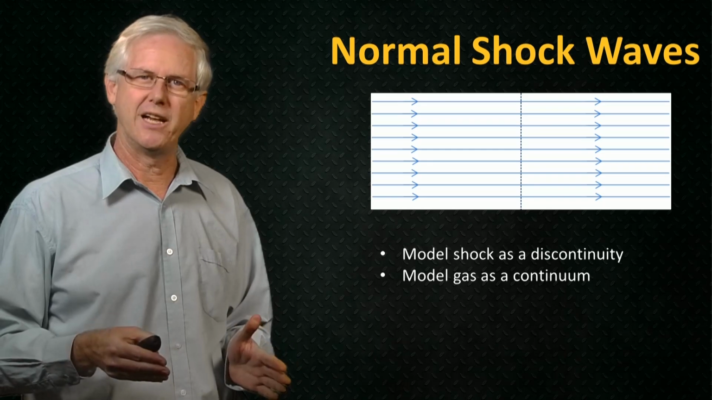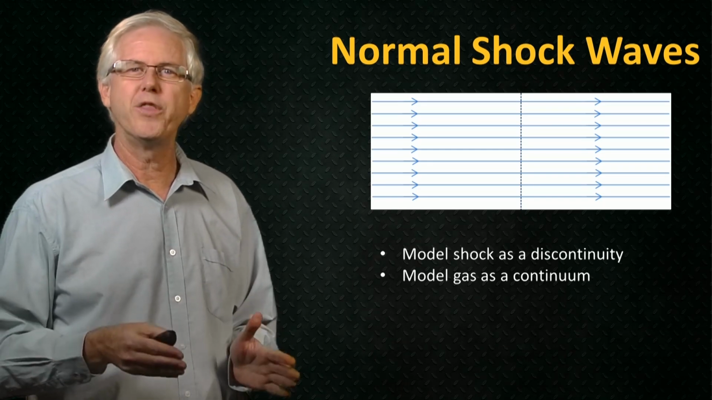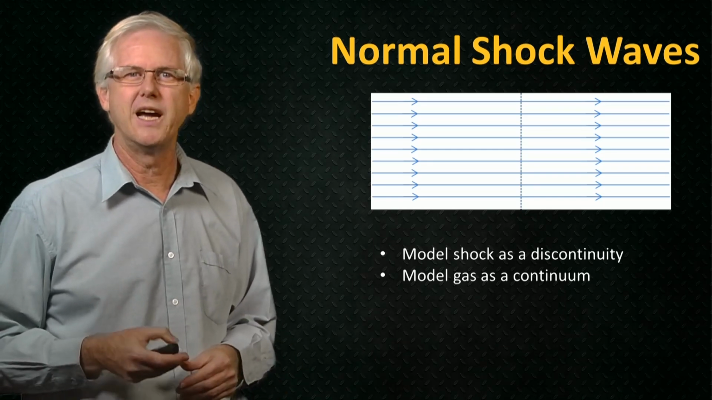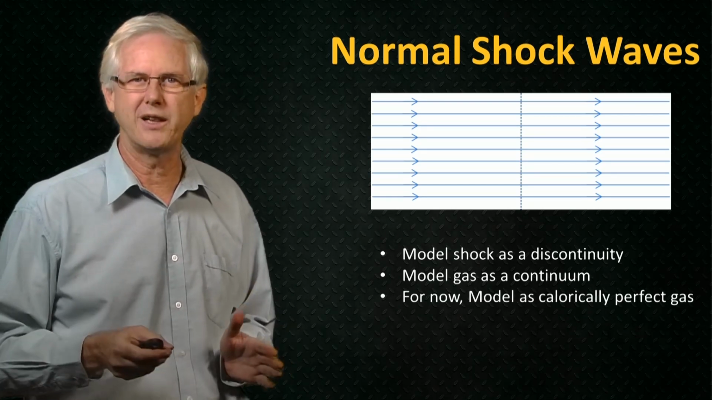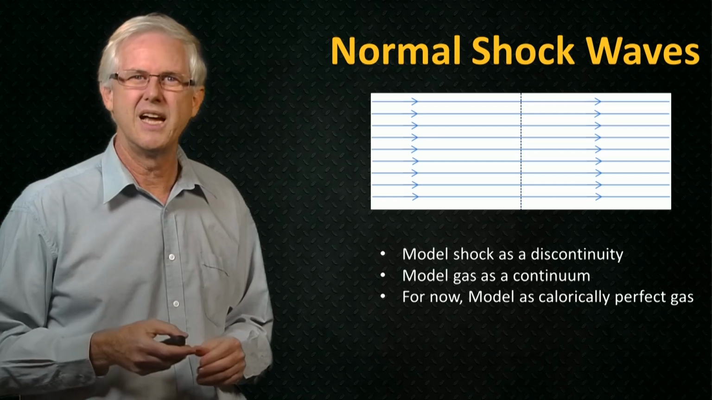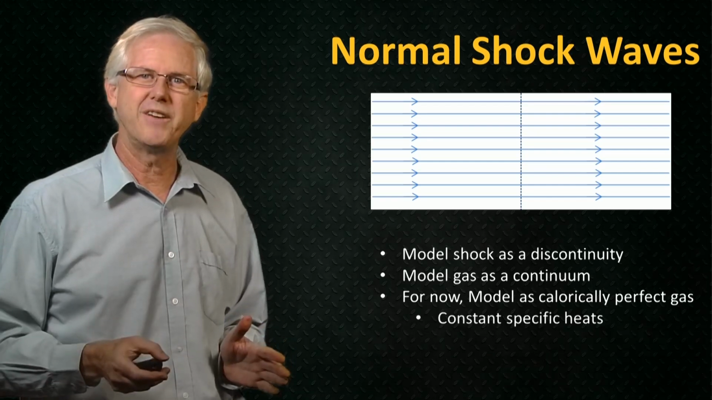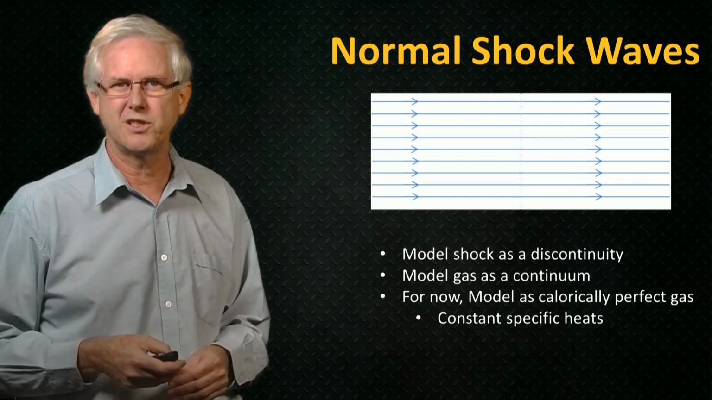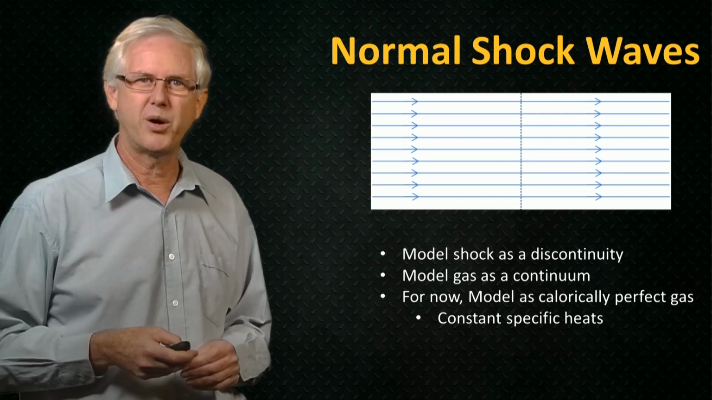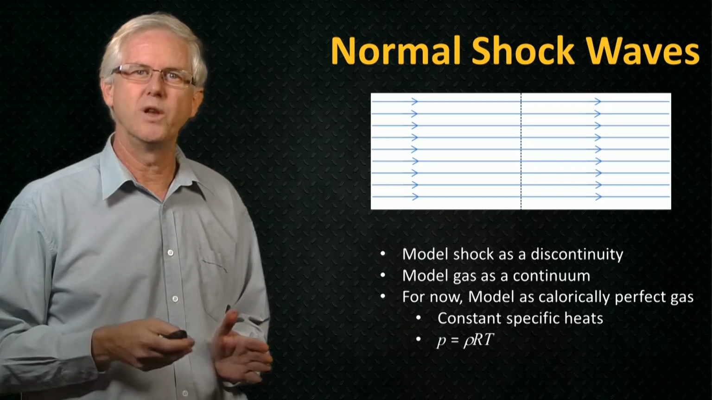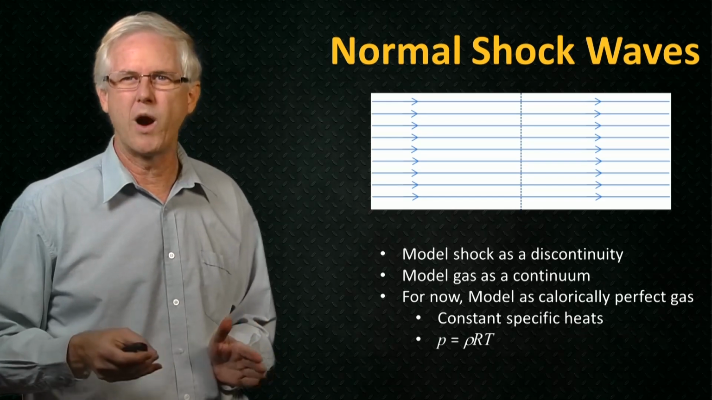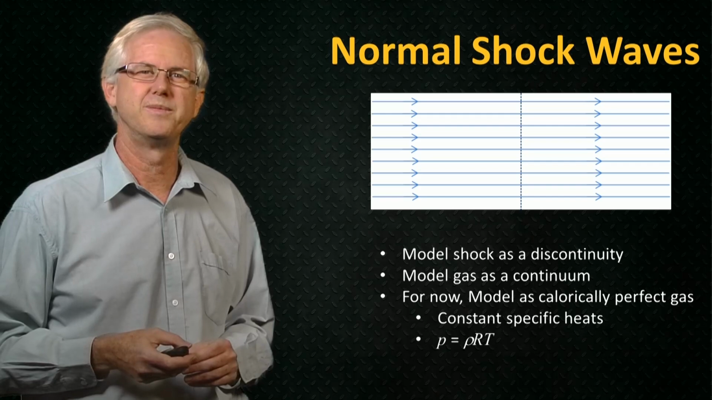In our initial analysis, we're going to ignore those high temperature effects and treat the gas as what is referred to as a calorically perfect gas. This means that the specific heats of the gas remain constant as the temperature and pressure change. And the perfect gas relationship, P equals rho RT, holds.